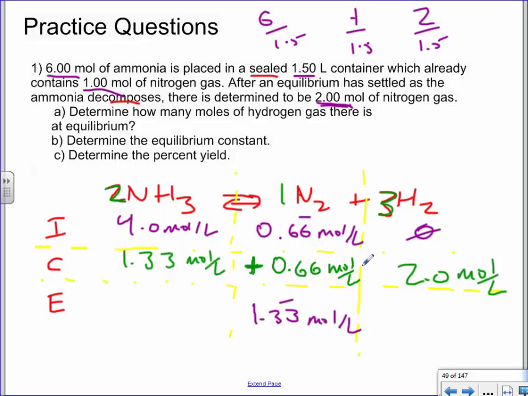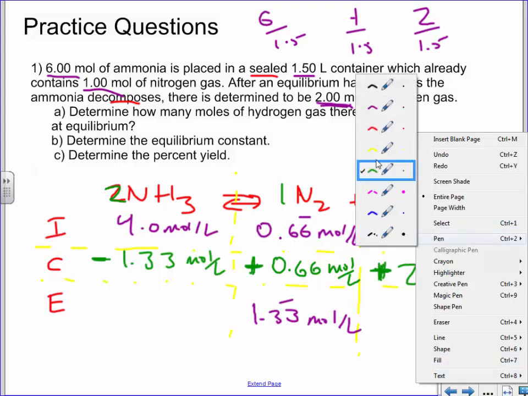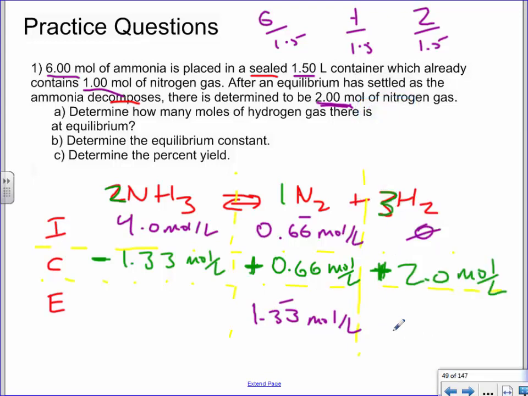Now, watch the signs though carefully. We should be making more products, but what happens to our reactants? We lose our reactants. So now to fill out the table, when we're done, just based on the way the ratio works, you're actually going to have more hydrogen than you actually have nitrogen. And then this guy right here is going to be what, 2.66 moles per liter? You guys follow that?